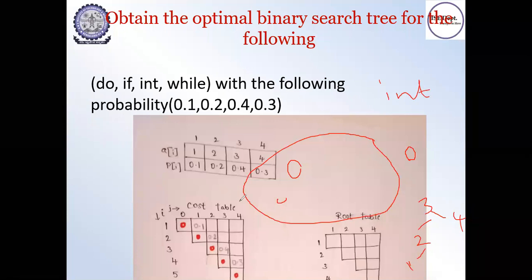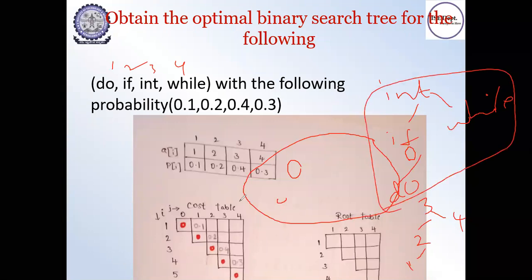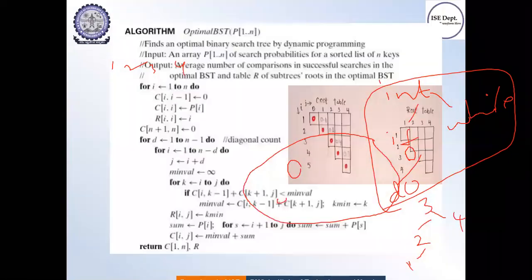So int, then 2 is what? 2 is this, right? So 1, 2, 3, and 4. So 2 is if. Within this again I have a right and left child, that is do. Here I will get while. Okay. So this is our optimal binary search tree. Clear? I hope I was very fast because of the time limit, but I hope you got all these points.